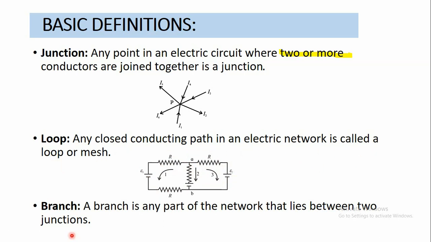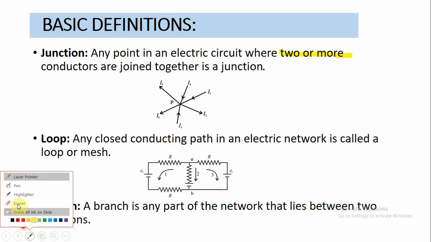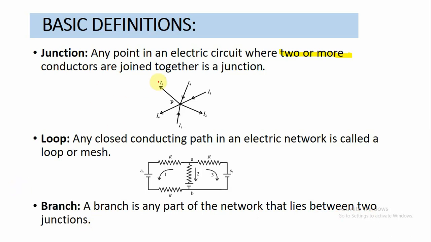Okay, now you see the third definition, it is branch. A branch is any part of the network that lies between two junctions. Now again, junction we have studied. What is junction? Any point in an electrical network where two or more conductors are joined. So you see in this circuit only, here at point A how many conductors are joined? 1, 2 and 3. 3 conductors are joined at point A. Again at point B, how many conductors are joined?